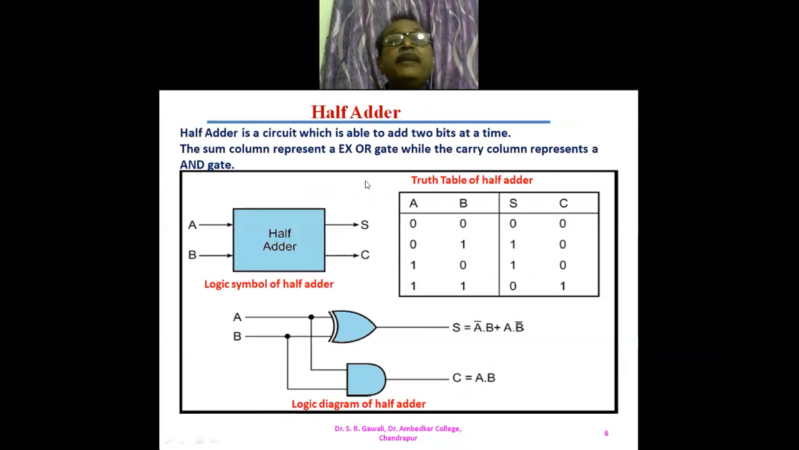Now our main topic of today's lecture is the half adder. A half adder is a circuit which is able to add 2 bits at a time. We know that in the case of addition, we will add the 2 bits.